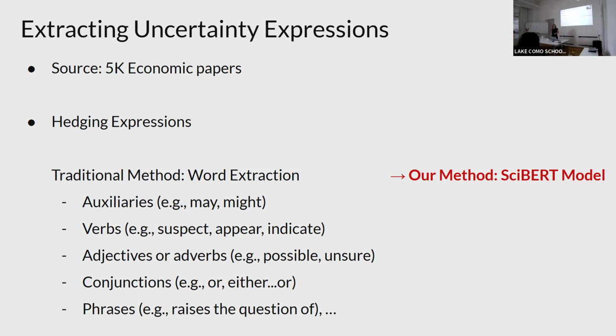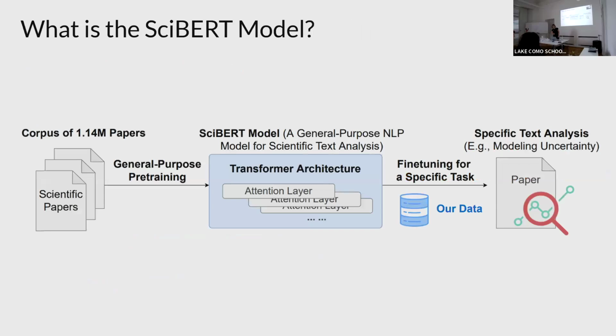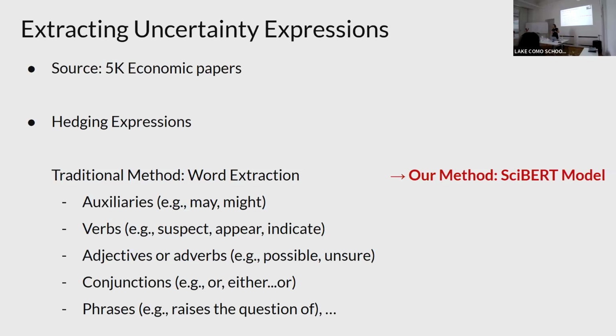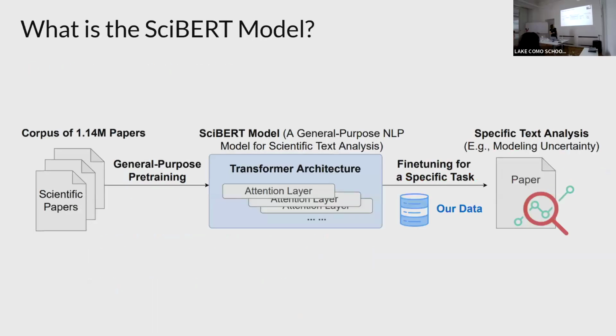So to contextualize all these words better, we use a scientific version of the language model of that time, BERT: SciBERT. We use SciBERT to extract hedging expressions in a more accurate way, and it also plays another role, which we will introduce later. As a bit of background, you can consider SciBERT as a scientific GPT that is further fine-tuned on a lot of scientific papers extracted from Google Scholar-like sources or PubMed, a large dump of them, with general-purpose pre-training on scientific language.